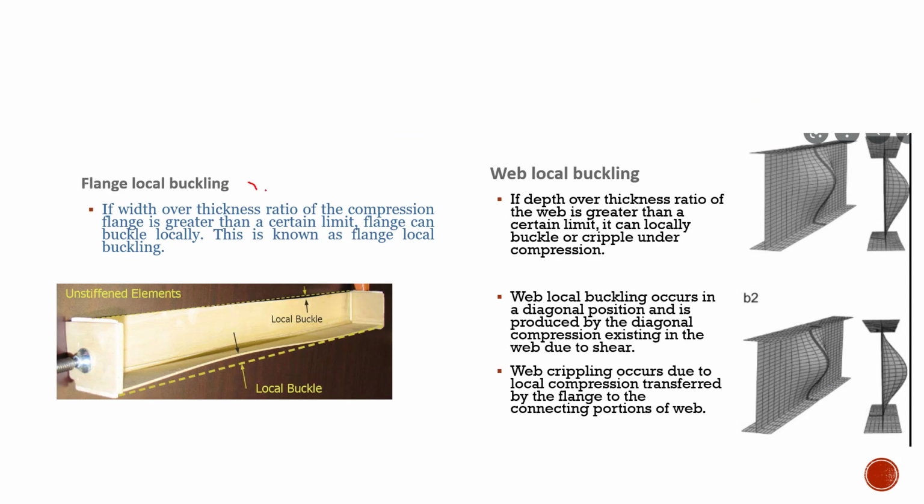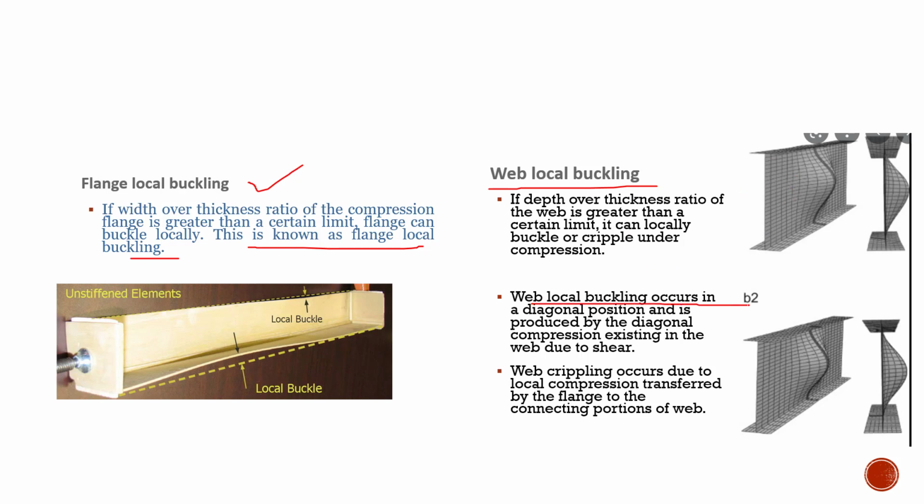And next we have the flange local buckling. You can see here the flange is getting distorted. If the width over thickness ratio of the compression flange is greater than a certain limit, the flange can buckle locally. This is known as the flange local buckling. And the figure shows the web local buckling in which the web is buckling and the flanges remain straight. If the depth over thickness ratio of the web is greater than certain limits, that is, if the web is too slender, then the possibility of buckling will happen in the web.